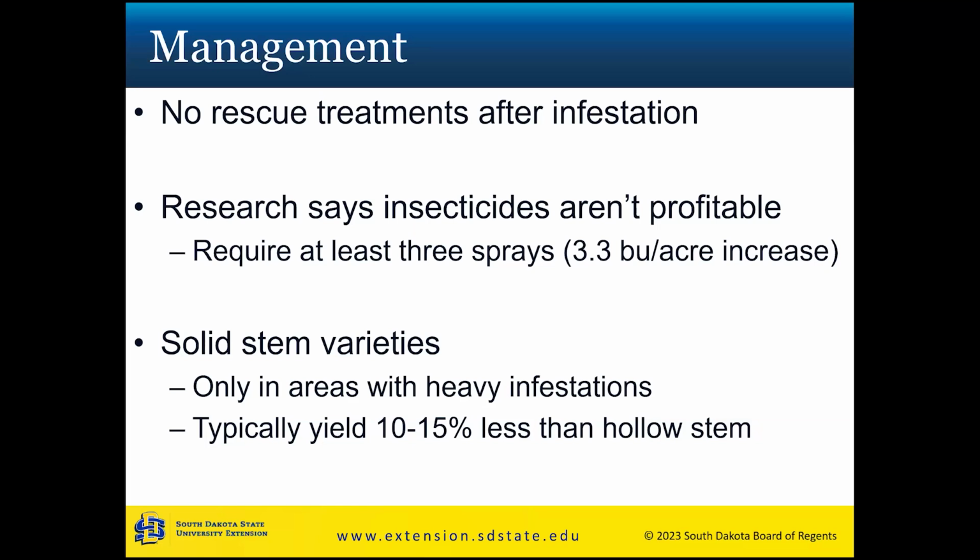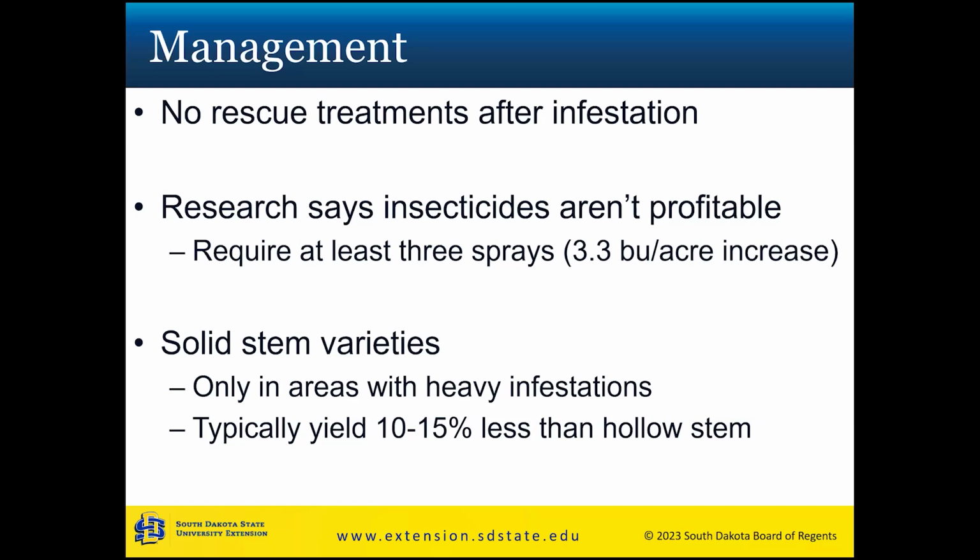And so some research has been done, not in South Dakota, to look at whether or not insecticide applications to reduce the adult activity are effective. The research says that they aren't profitable because these don't all emerge at one time. They have a delayed emergence. And so you'd need at least 3 sprays, and you get somewhere in the ballpark of a 3.3 bushel per acre increase. But you're spending more than that on your insecticide sprays. So not going to be profitable.